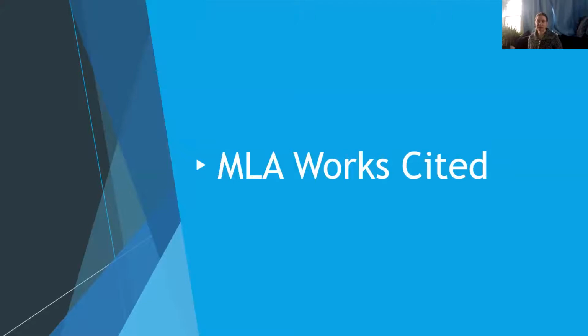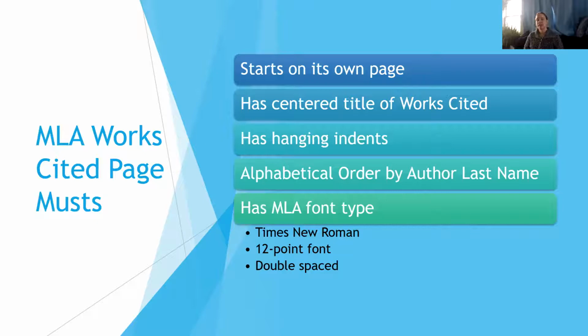For the MLA work cited, there are a few things that we need to cover. MLA must-haves. It must start on the top of its own page, on the very first line of its very first page. It needs to have a centered title of Works Cited. There has to be hanging indents for each and every citation. You need to have alphabetical order by author last name. And you have to have your standard MLA font type. Times New Roman 12-point font, double-spaced.